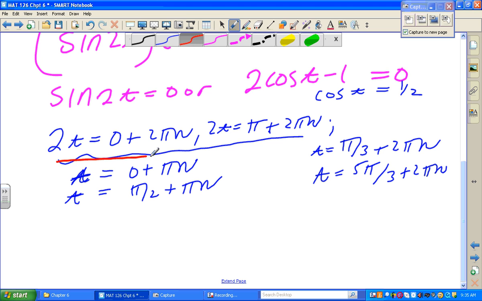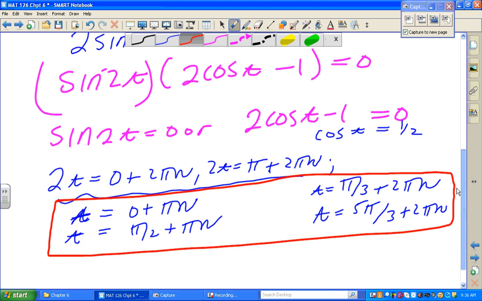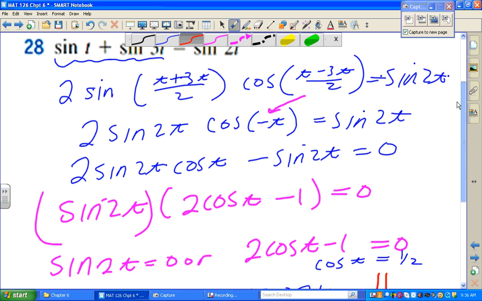So, look at that. A little walk through the park, generate all the solutions. You can find any one you want. And that only took a few steps. The one on the right came from the cosine being a half. That was 28.